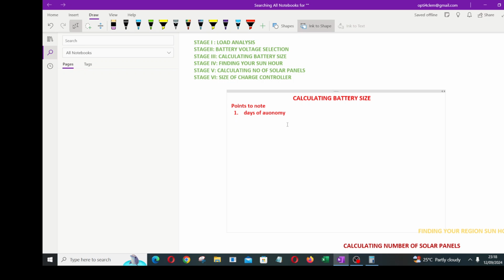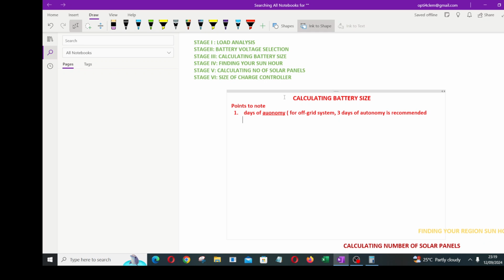You must decide. Now, we have recommendations. If the system is an off-grid system, we always recommend at least 3 days of autonomy. By now I believe everybody will know the meaning of off-grid. For off-grid system, 3 days of autonomy is recommended.